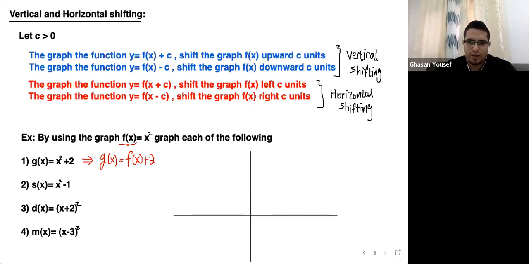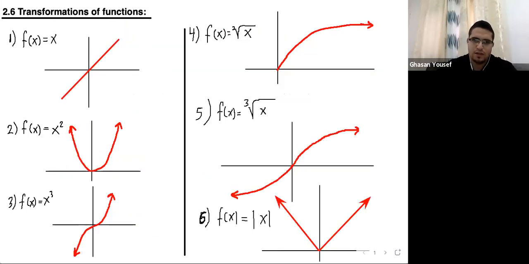To graph this function, we have to shift the graph of f of x upward c units. That means we first graph f of x equals x squared, then shift it 2 units upward. The graph of f of x equals x squared looks like this. Let me make it correct, like a parabola, as we said at the beginning of this class. Here is the graph of the function f of x equals x squared. We should graph this function in the beginning.